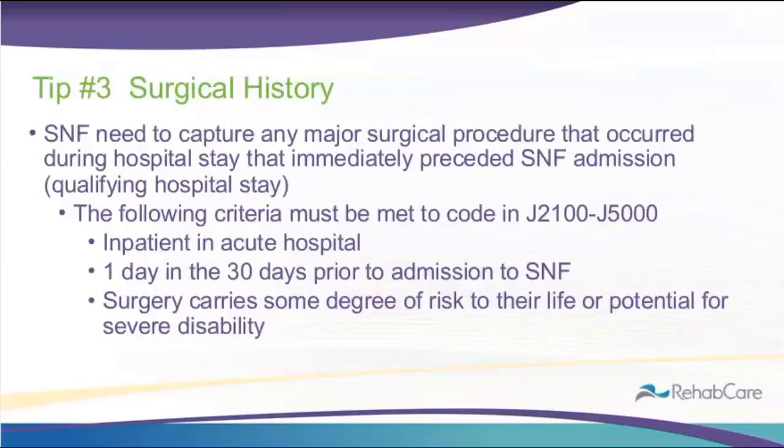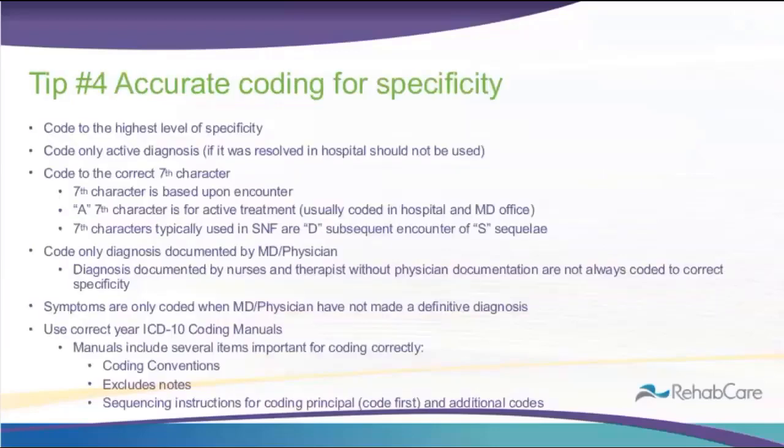Surgical history is needed to capture any major surgical procedures that occurred during the qualifying hospital stay that immediately preceded the SNF admission. You have to meet the following criteria in order to code it under J2100 and J5000. Has to be inpatient in an acute hospital, 1 day in the 30 days prior to the admission to the SNF, and the surgery carries some degree of risk to their life or potential for severe disability.